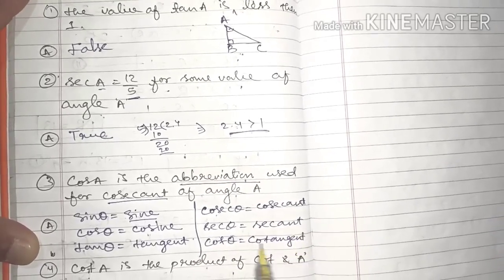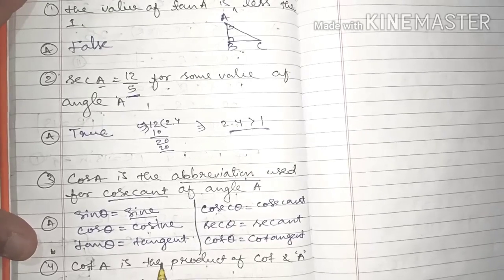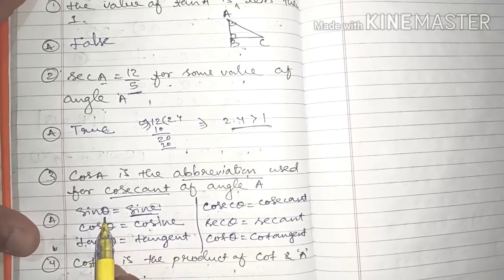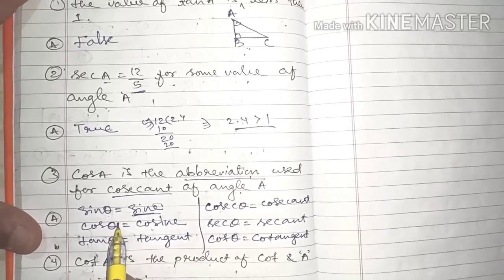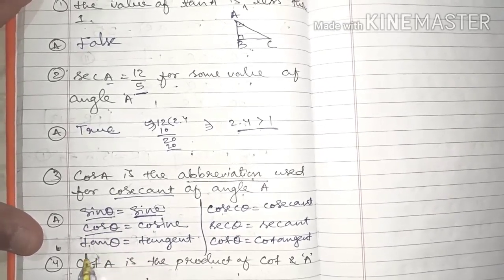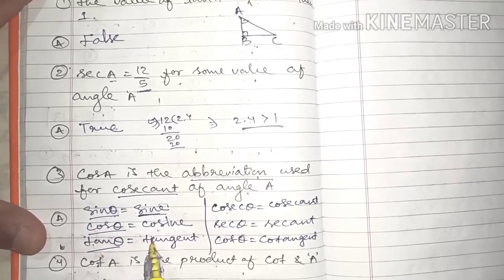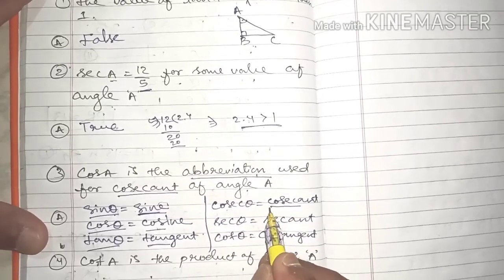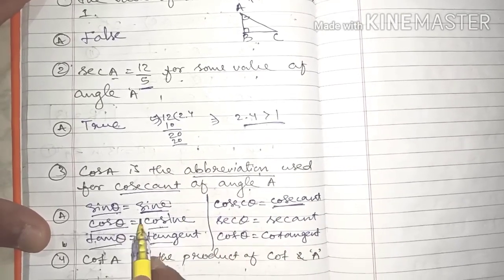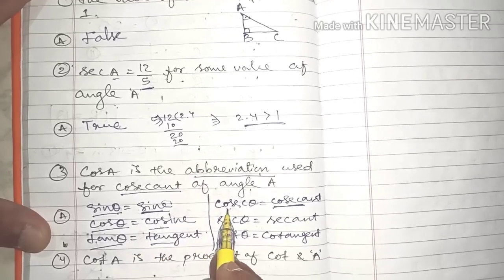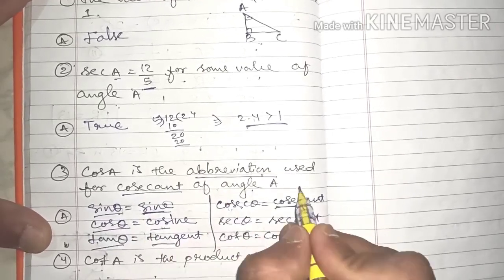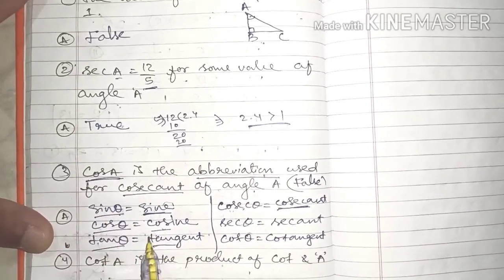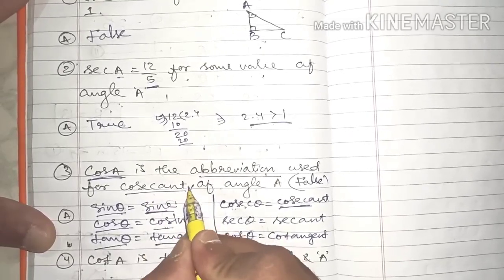cotangent. This is the abbreviation of all 6 trigonometric ratios, but we are using only 3 letters along with an angle. That angle can be theta, A, B, alpha, beta, anything. That's why it is written in this way: sin theta, cos theta, tan theta. Only 3 letters are used, except in cosec. In cosec 5 letters are used, because otherwise these two would become the same if we took 3 letters. That's why this is false, because cos A's abbreviation is cosine, not cosecant.